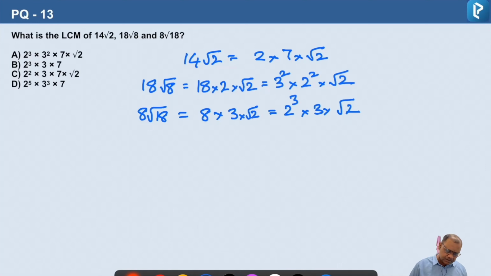So now let us write down all the highest powers. 2 highest power is 3. 3 highest power is 2. And we have 1 7 and we have root 2. So 2 power 3, 3 square, 7 into root 2. Option A is the correct answer.